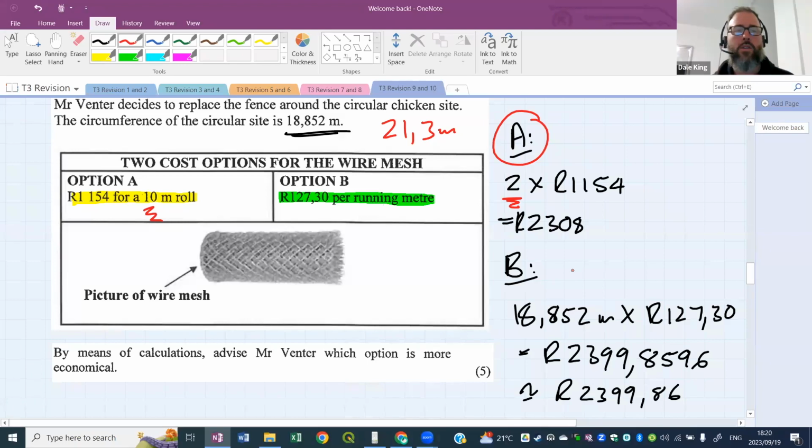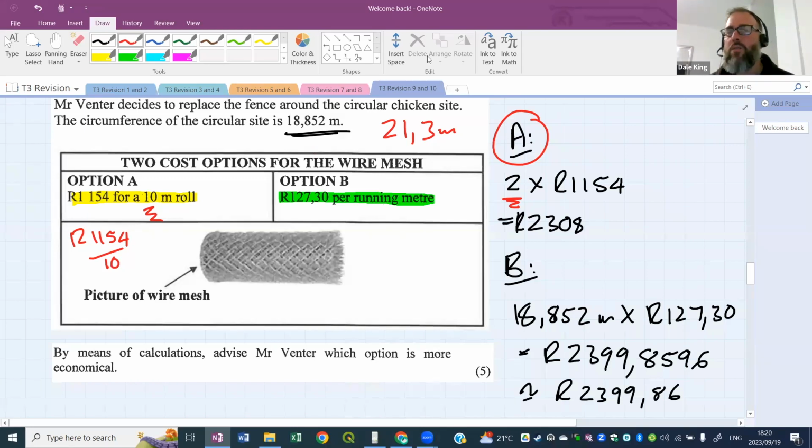Now, some people might argue and say, he's going to have leftover. Is it really economical? You're right. There is a little bit of fence left over. If you were really nitpicking, you could work out how much that little bit of fence is, because you could say 1154 divided by 10, and that'll give you a price per meter. It's 115 rand per meter, and work out exactly how much fence he's got left over. He's wasted 100 odd rand of fencing.